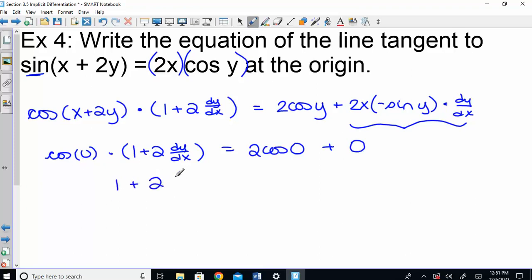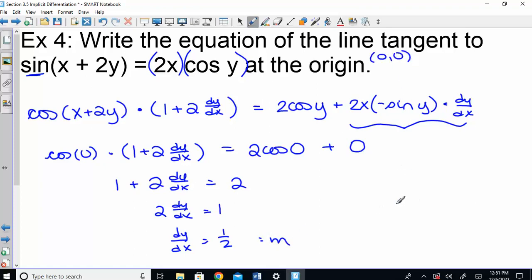What is the cosine of 0? 1. So this is 1 times that, so we just get 1 plus 2 dy dx equals 2 times 1, which is 2. So dy dx is in. So that's my slope. y equals mx plus b. So the equation is just y equals 1/2 x.